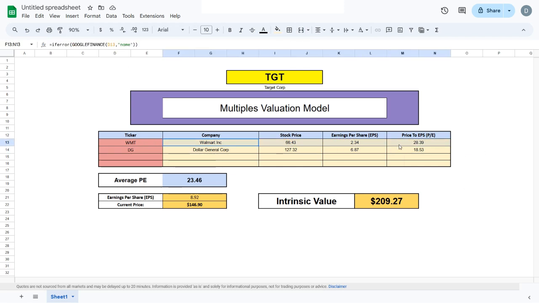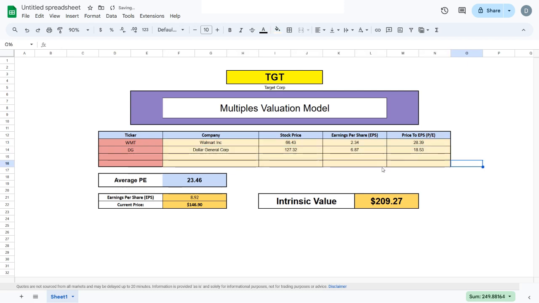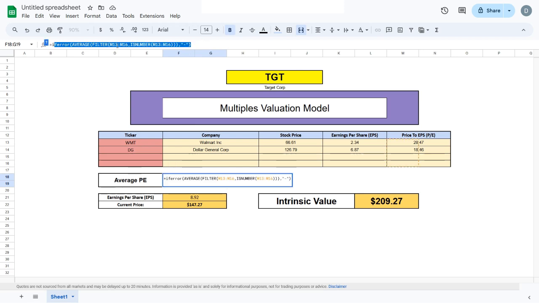And after you have finished the first row, you can simply select it and drag it all the way down to recreate it for the other rows. Now I usually compare my companies to 2 to 3 competitors, but if you want to add more rows, you are completely free to do so. Now let's calculate the average PE. So I use this formula and input the sum of the price to earnings per share for all 3 companies.